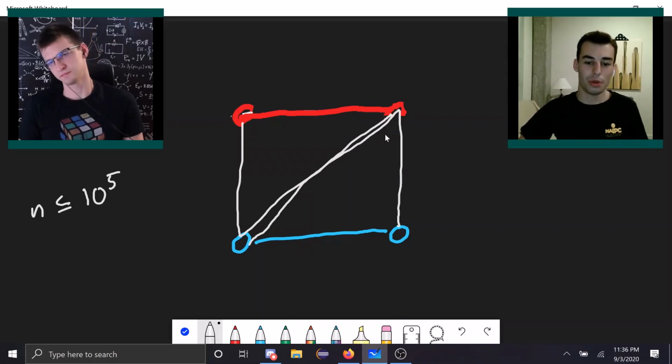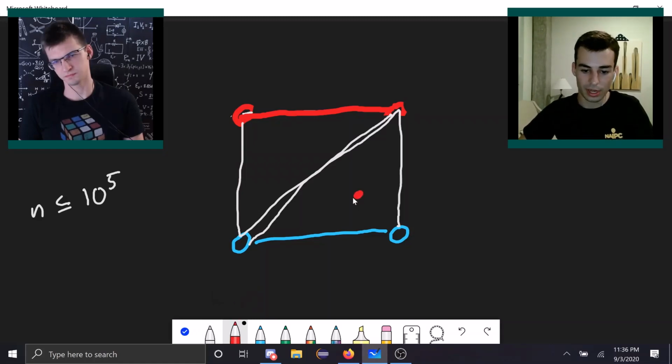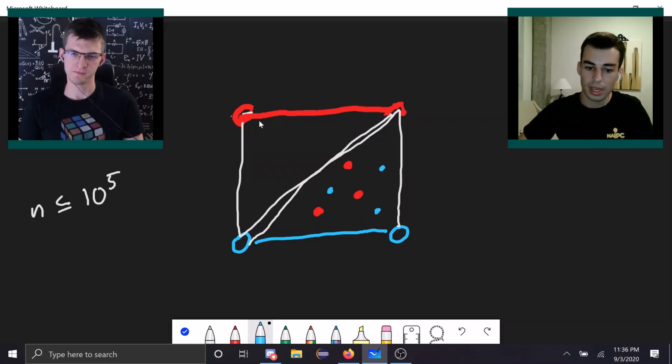And we know, because there are no three collinear points, we don't have any points on this line, either red or blue points. So the line is completely separate, which means we now have a bunch of red points in this triangle here. Possibly some blue ones as well. And then the same thing in this triangle.